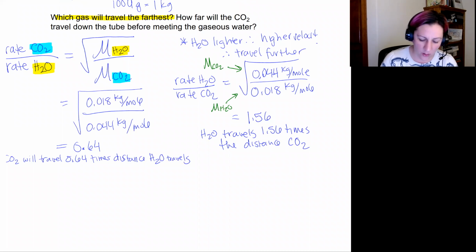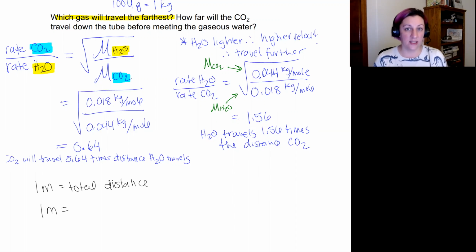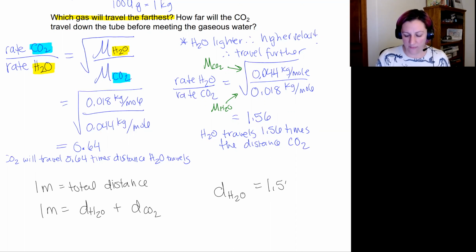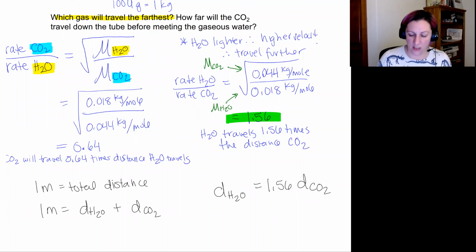Now we know the total distance that's going to be traveled is 1 meter, or the total distance available. So that 1 meter is going to be equal to the distance traveled by the water plus the distance traveled by our carbon dioxide. And now we know that the distance that the water will travel will be equal to 1.56 times the distance traveled by the carbon dioxide from the ratio that we built right here.